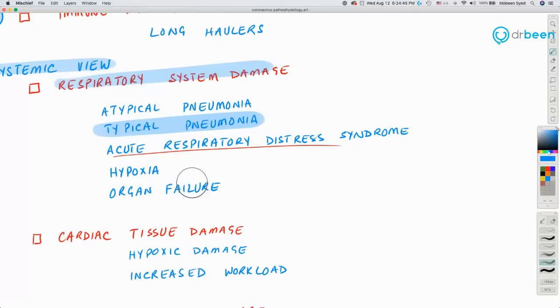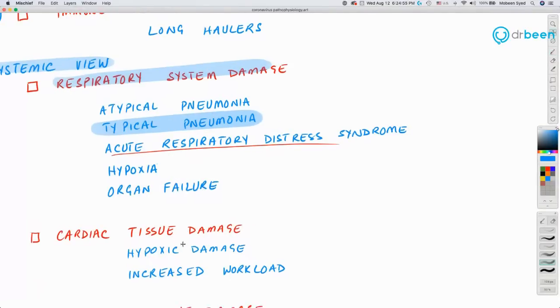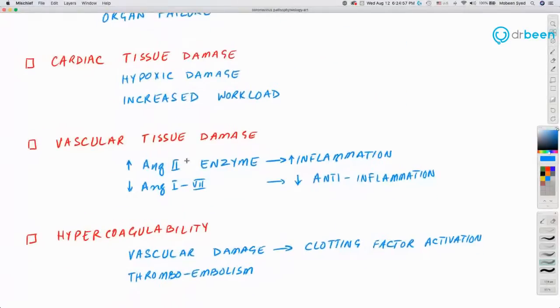What will be the first organs to fail? Of course, the lung itself. Then the high performing organs, for example, kidney, heart, and then others. Okay, so let's continue. What will happen to the heart?